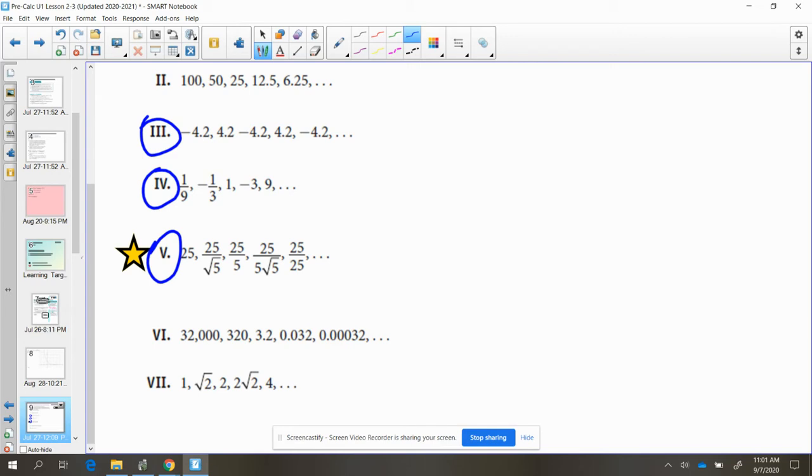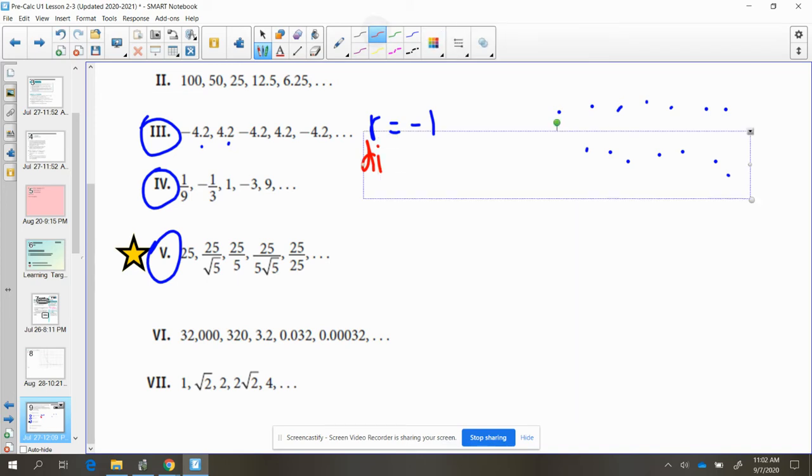Now, in 3, our R value here is -1, because if we divide these two consecutive terms, 4.2 divided by -4.2 gives us that common ratio of -1. And basically what's happening if we were to graph this, these guys would be bouncing back and forth along here. They'd be oscillating back and forth, which means officially they're diverging, right? Because they're not going to a specific value. They're bouncing back and forth.